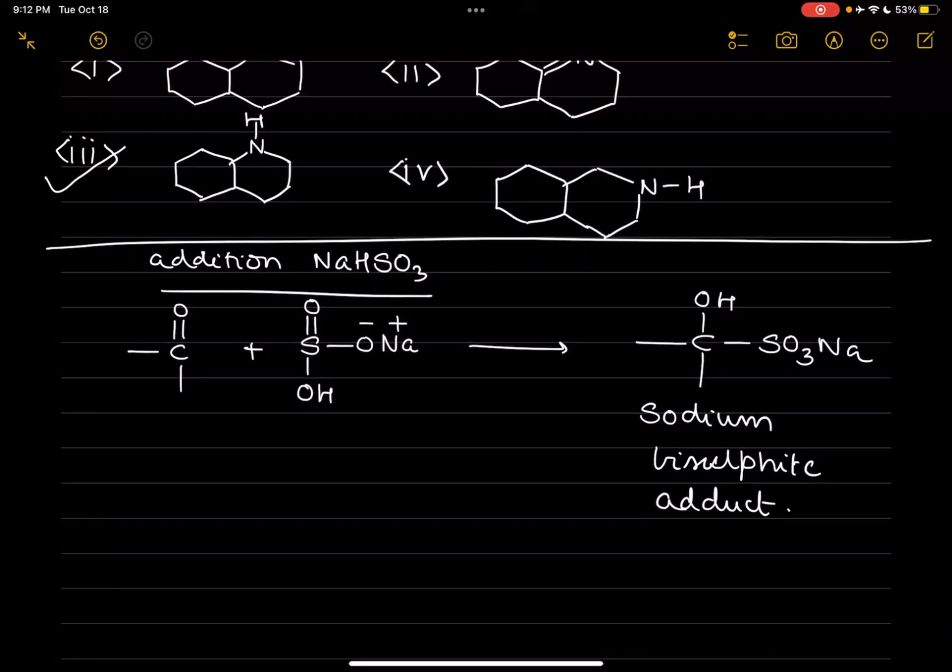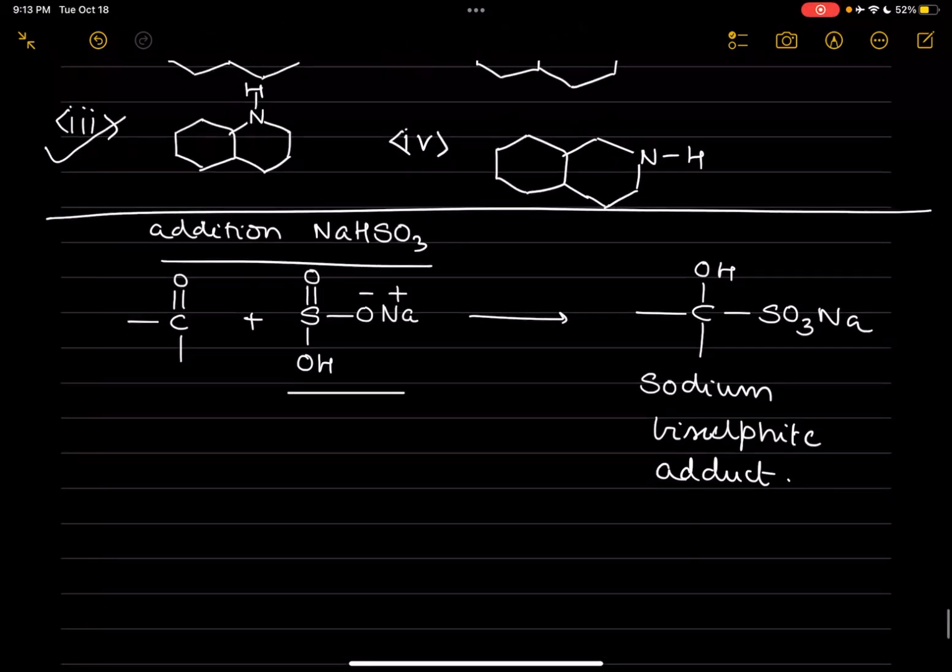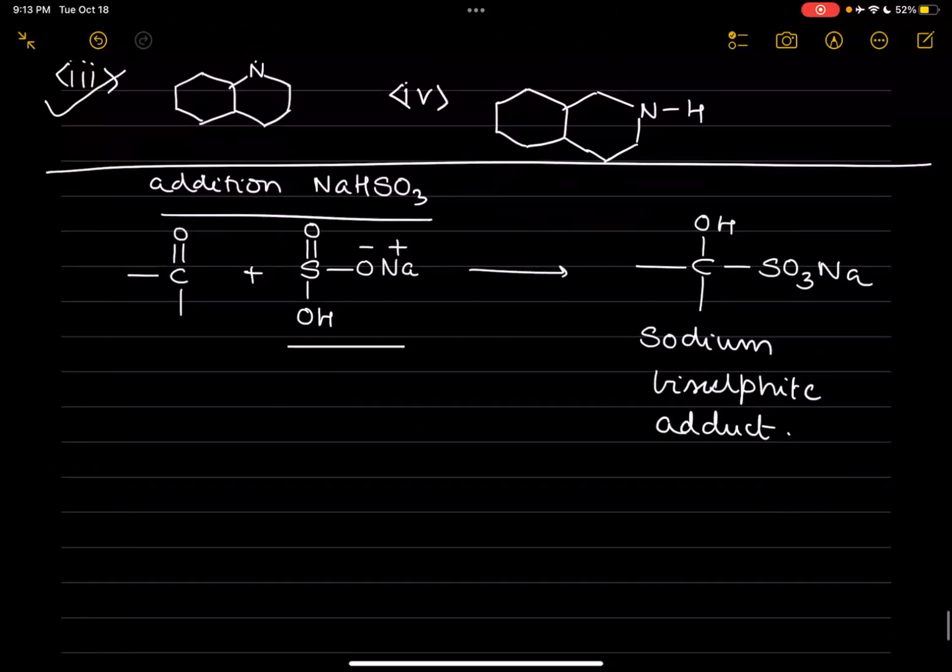Bisulfite is actually hydrogen sulfite. It is the addition of hydrogen sulfite, like bicarbonate. Bicarbonate is NaHCO3. Okay, so it is formed by addition of bisulfite, right? Clear? Yes, sir. So hydrogen sulfite is known as bisulfite, right? Yes, sir.